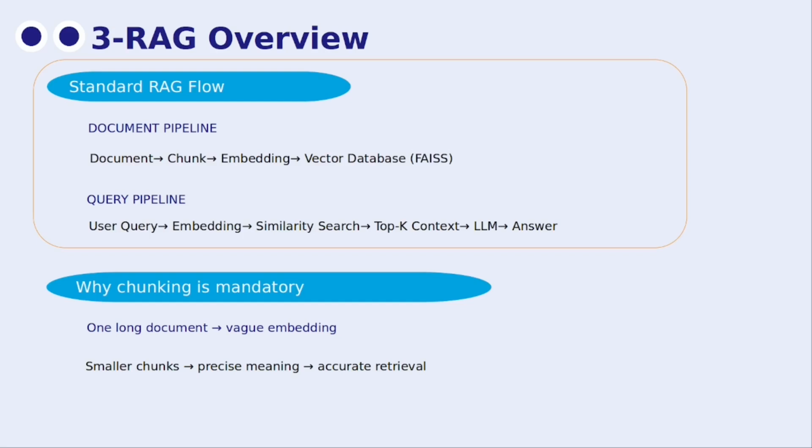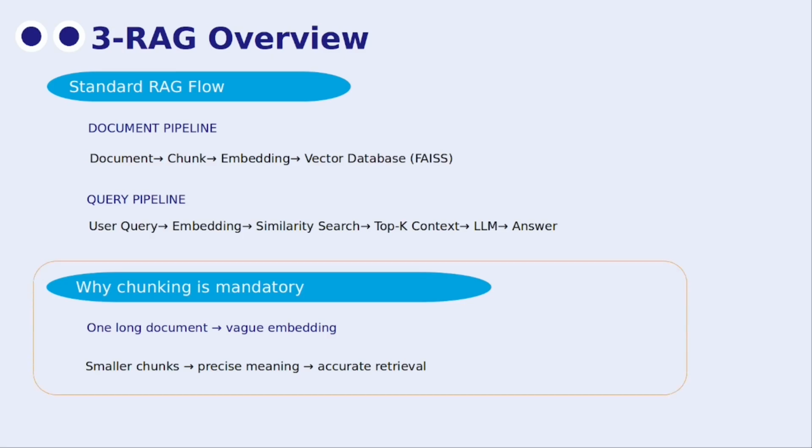Let's zoom out and see the full system. Document pipeline, query pipeline. This is Retrieval-Augmented Generation. Why is chunking mandatory? This part is critical. One long document means one vague embedding. Small chunks mean precise meaning. Chunking gives us better retrieval, better answers, less hallucination. No chunking is bad. Good chunking is good.